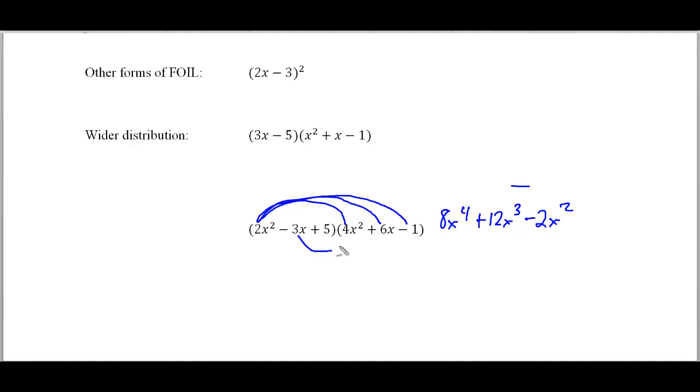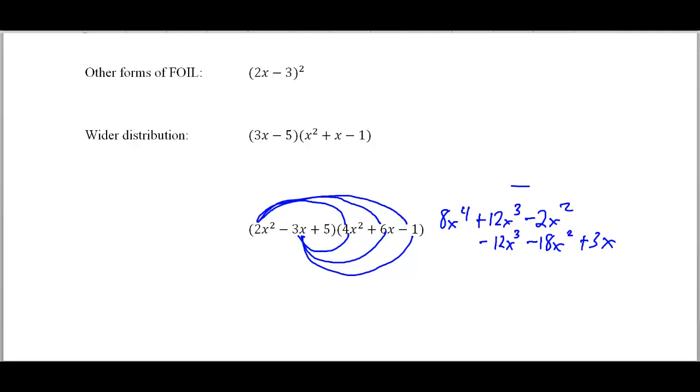Now my second row of 3 is going to be these 3 down here, which is going to give me, since I got x and x squared here, negative 12x cubed. Negative 3 and 6 is going to be negative 18x squared. And then the negative 3 and the negative 1 is going to be positive 3x.